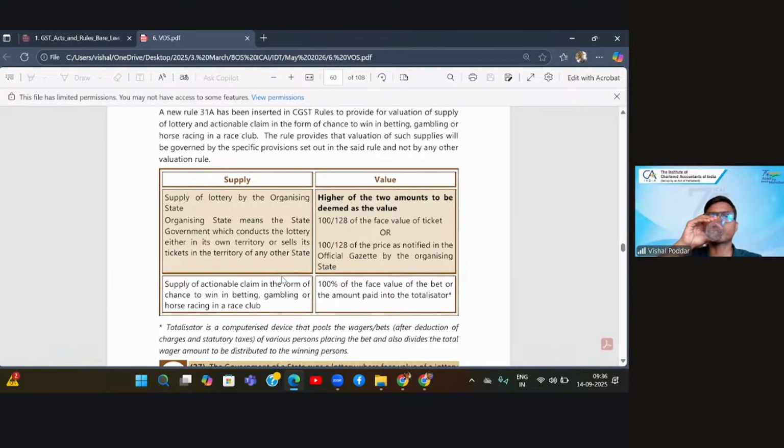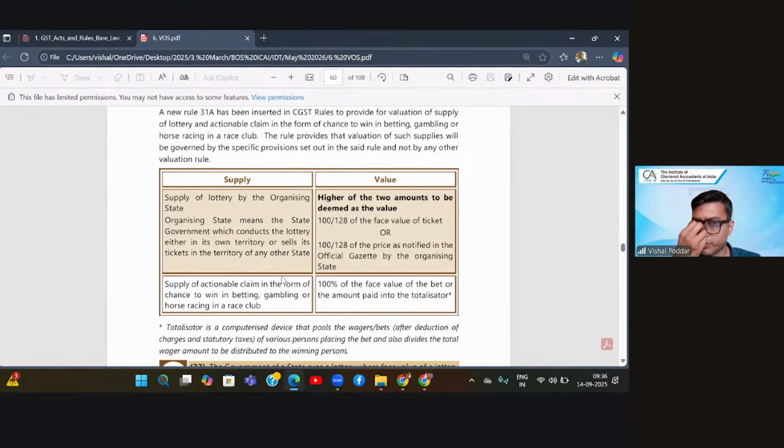Supply of lottery by the organizing state. Organizing state means the state government which conducts the lottery either in its own territory or sells its tickets in the territory of any other state. Supply of actionable claim in the form of... read the value first. Value will be determined as follows. Higher of two amounts to be deemed as the value: 100 by 128 of face value of ticket or 100 by 128 of the price as notified in the official gazette by the organizing state.